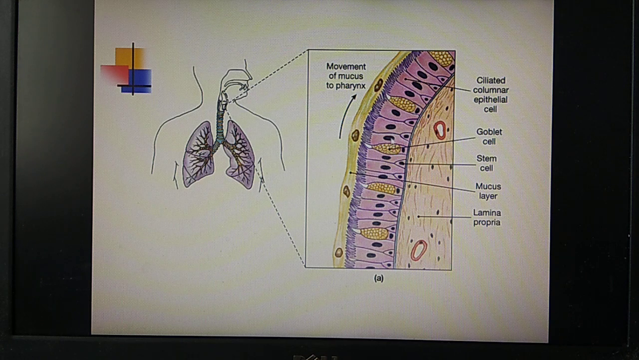And you can see some goblet cells. These goblet cells secrete mucus. The mucus is a jelly-like substance, and it traps the dust particles which usually enter into the lungs. You are seeing the mucus layer that helps maintain moisture. It moistens the air which comes from the external atmosphere. So this mucus even traps some dust particles within it.